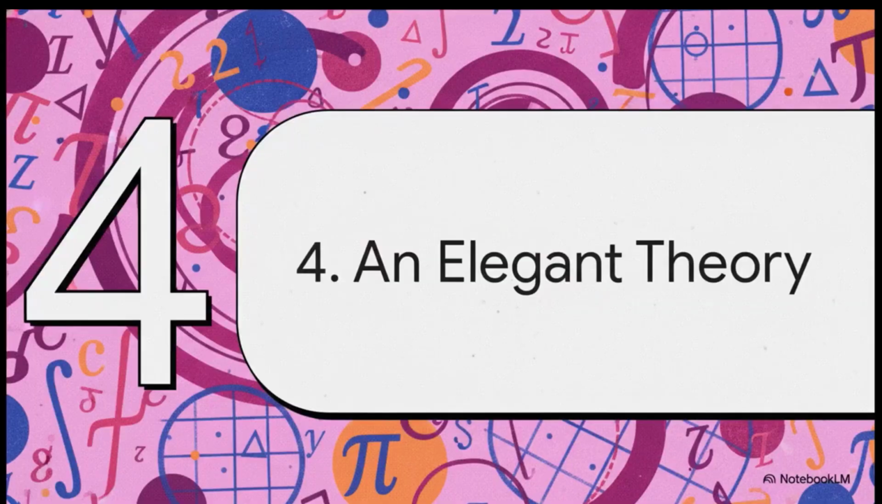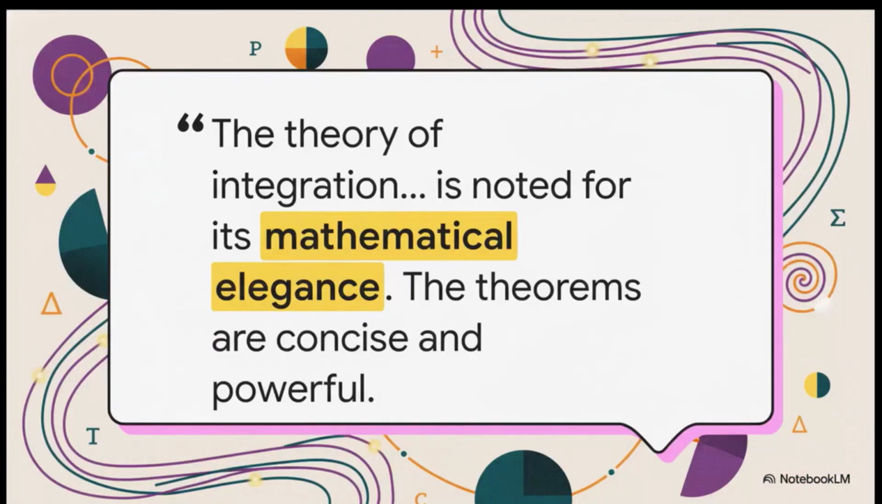Now, understanding the what is one thing, but the real magic, the thing that gets mathematicians so excited, comes from understanding the why. Why is this whole theory of integration considered so beautiful and important? I mean, don't just take my word for it. The authors of the very textbook we're pulling from, Brown and Churchill, put it perfectly. They say the theory is famous for its mathematical elegance. This isn't just a tool, it's almost an art form. The results it gives are deep, often really surprising, and just incredibly powerful.